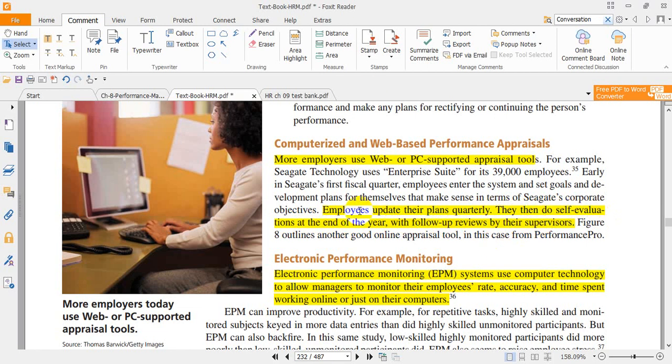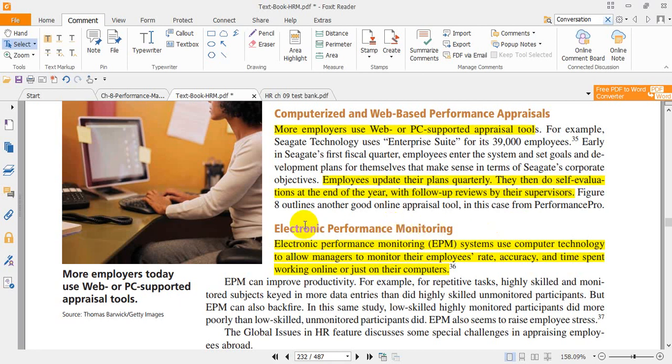So in this method, every employee enters the system and sets goals and development plans for themselves that make sense in terms of the company or the organizational objectives. Then employees update their plans quarterly. Quarterly means 4 times a year. They then do self-evaluation at the end of the year with follow-up reviews by their supervisors.